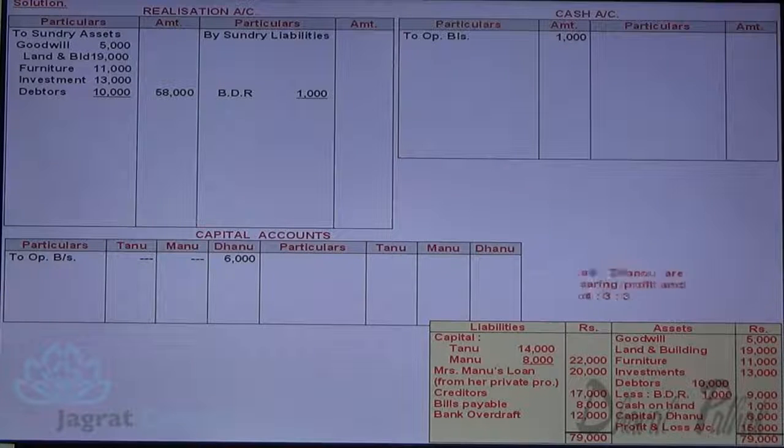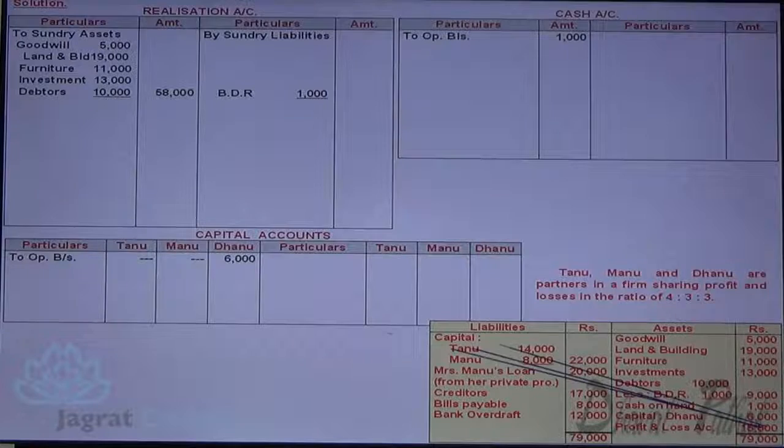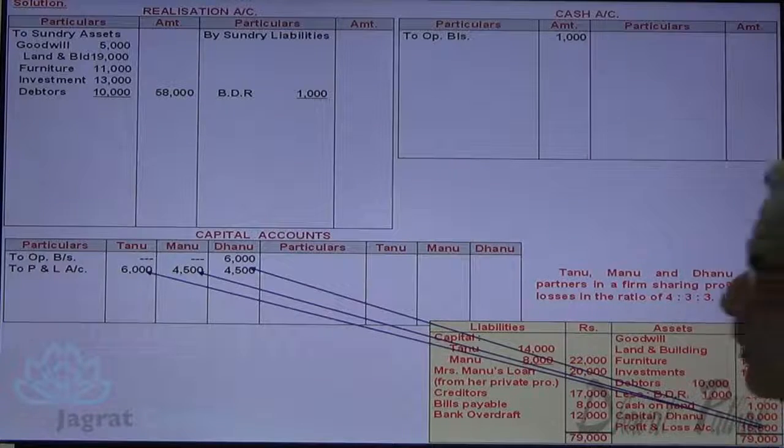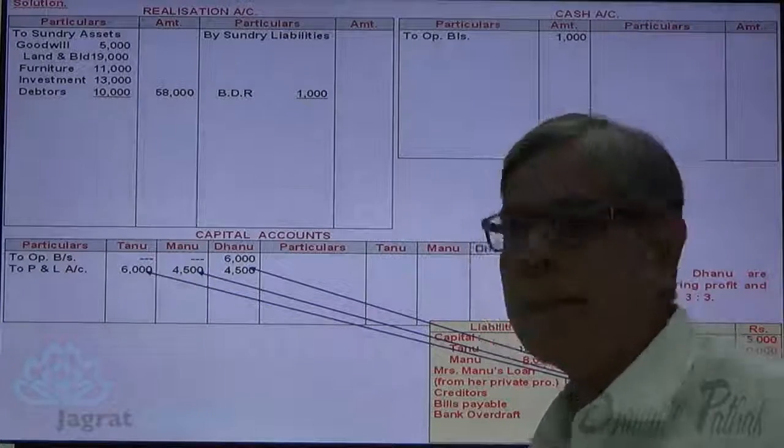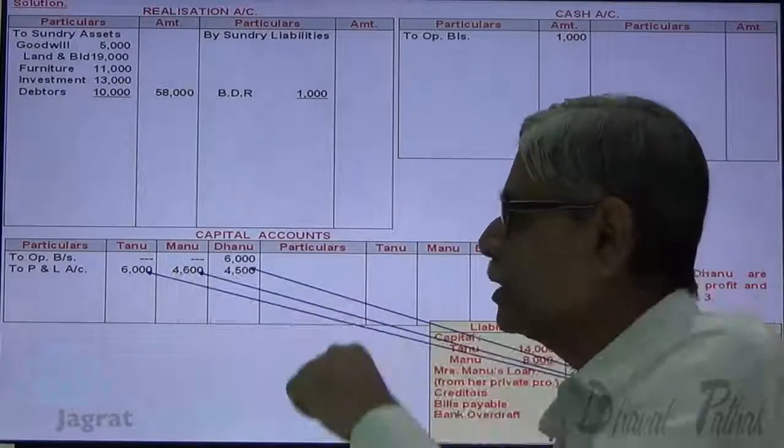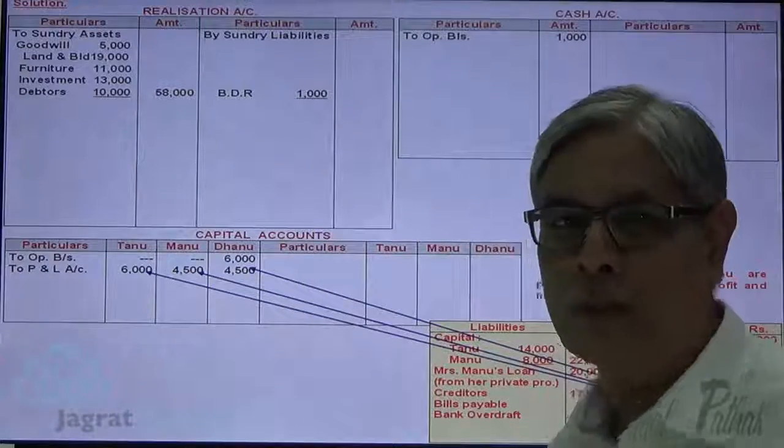And profit and loss account 15,000 distributed in the ratio of 4:3:3. So 15 4s are 6,000, 4,500, 4,500. So share of Tanu in the profit and loss account debit balance is 6,000, share of Manu is 4,500, share of Dhanu is 4,500.